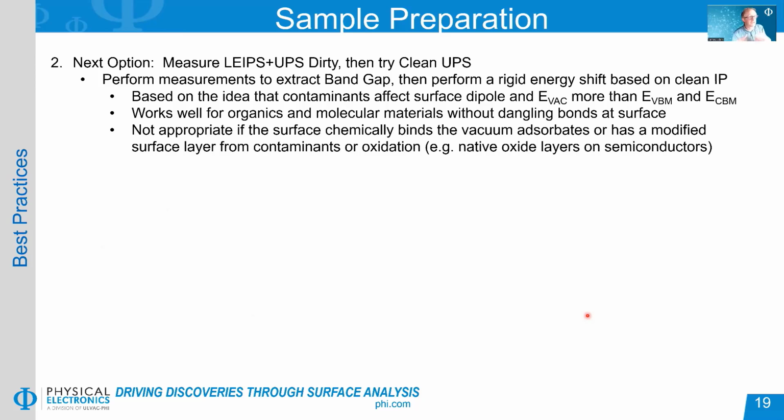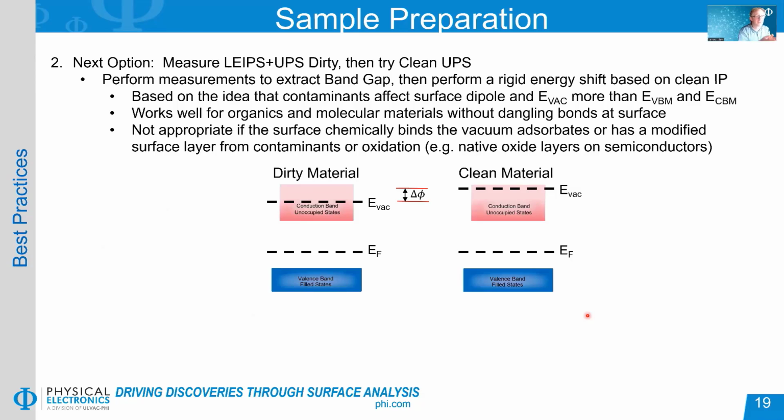If you have a material that gets too easily damaged by sputtering, one thing that you can do is to measure the LEIPS and the UPS of the system while it's still dirty. Now, that sounds a little counterintuitive because you're going to get wrong values for the electron affinity and the ionization potential. But what we will get is a band gap that is correct, because the surface contaminants largely will affect just the vacuum level by changing the surface dipole. It won't affect the energy separation between the unoccupied states and the occupied states.